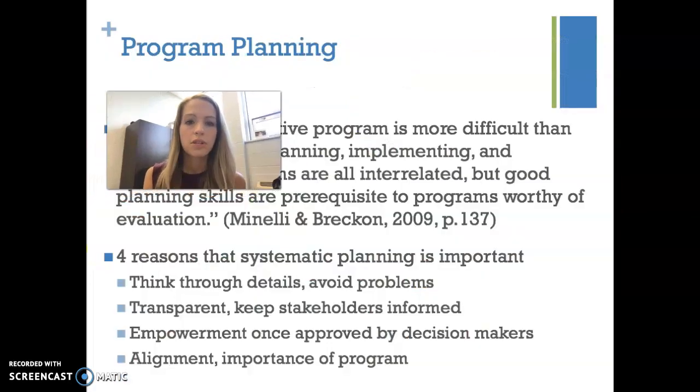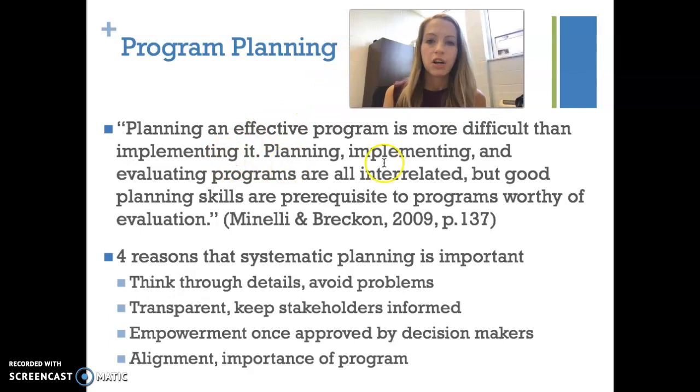So let's talk about program planning. Planning an effective program is more difficult than implementing it. Planning, implementing, and evaluating programs are all interrelated, but good planning skills are the prerequisite to programs worthy of evaluation. There's a quote that I love: if you fail to plan, your plan will fail. So planning programming is so important. We have to start with a plan. It has to be thorough and done in a specific way.